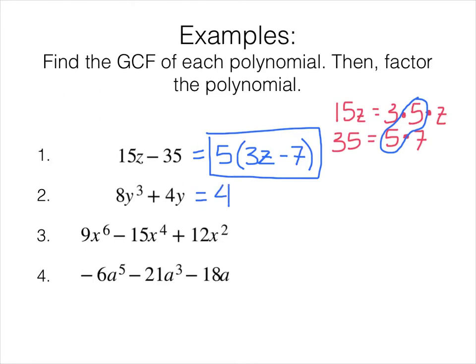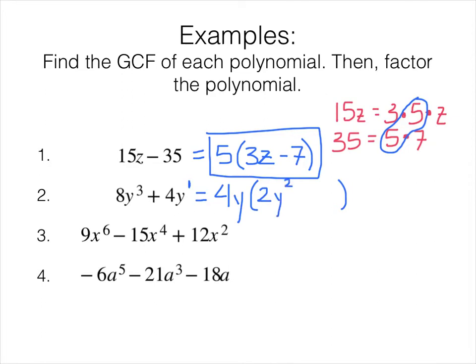Now look at the terms. Look at the variables. What's the smallest power of y that the two terms have in common? The smallest power of y the two terms have in common is y to the first. So we are going to factor out a 4y from this polynomial. So it's 8 divided by 4, and what does that leave me? 2. And then it's y cubed, divide off one of the y's, the exponent ticks down by 1.